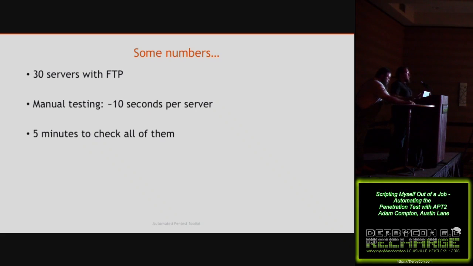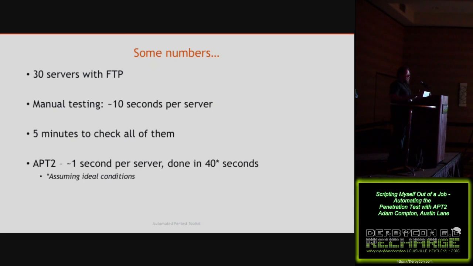We could say someone may be doing a manual check, copying and pasting, going back and forth between a list of IPs and what they're actually doing. And this is obviously not doing bash scripting or something like that to go through these a little faster. APT was done in 40 seconds for this whole list. That's right about 1 second per server, assuming ideal conditions, on the local network, fast response time, stuff like that.